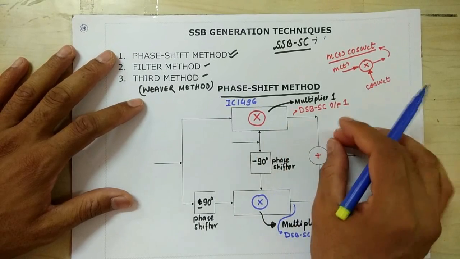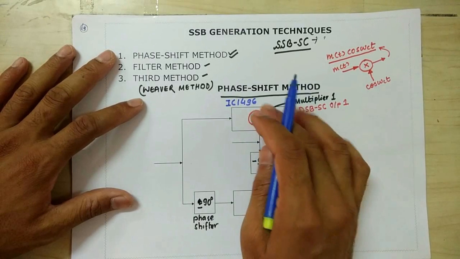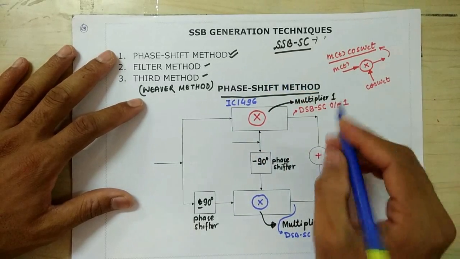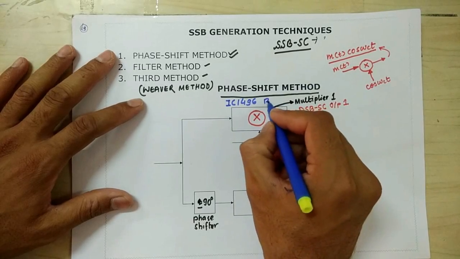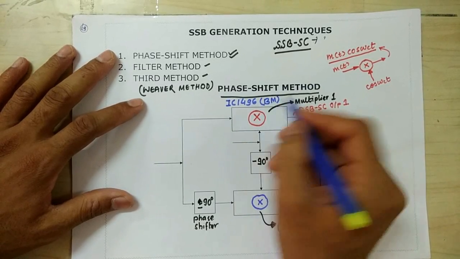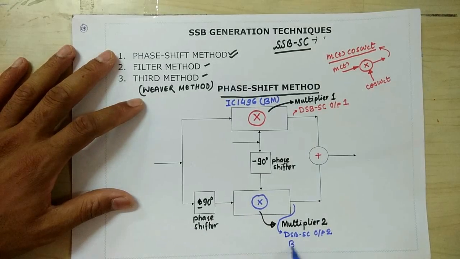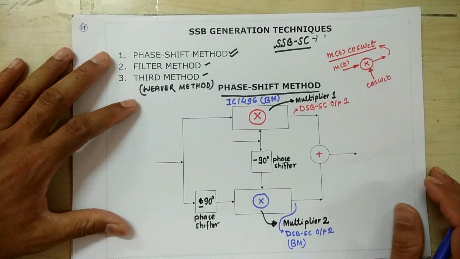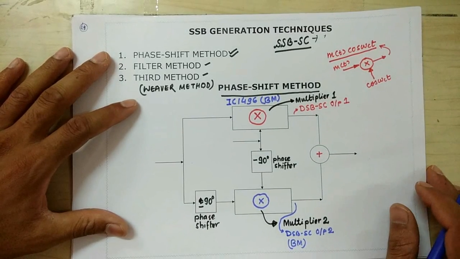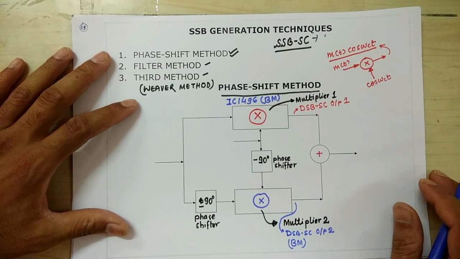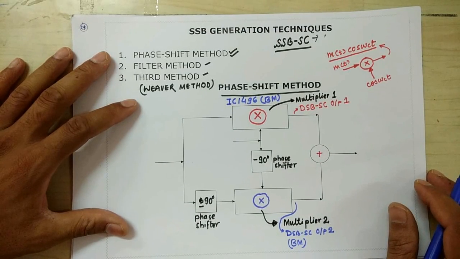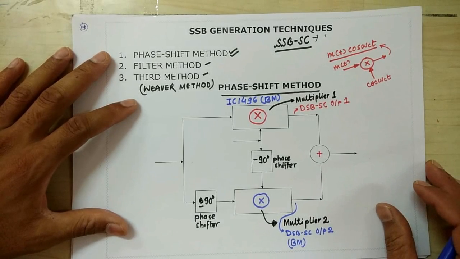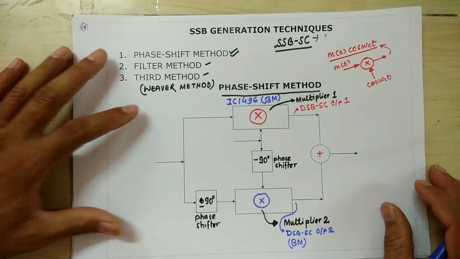So in the first three experiments, AM generation, DSB-SC generation and detection, and diode detector, the modulator is made up of IC 1496. This we also call a balanced modulator. These are different names, but they do the same function. They take two signals and multiply them. When the input is m of t and the carrier is cos omega c t, then it is going to be a DSB-SC modulator. Basically this is a multiplier.